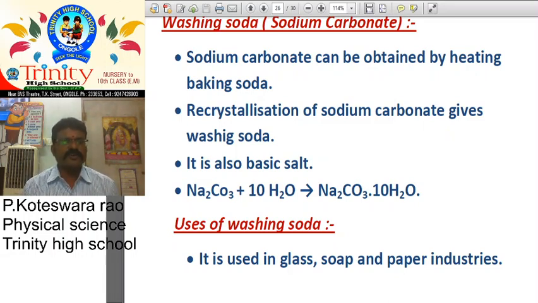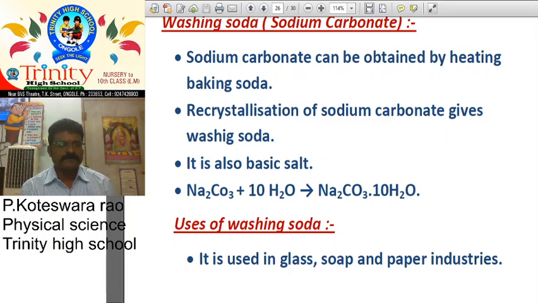And after that, what are we going to discuss? Uses. How is this washing soda, sodium carbonate, used? One of the simple uses is in the glass, soap and paper industries. Different types of glass articles are prepared, and in that, washing soda is used.